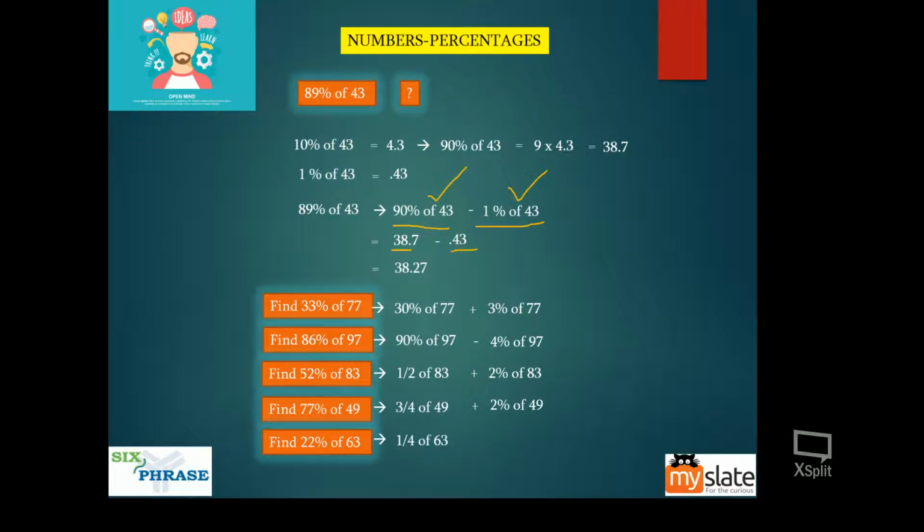And finally 22 percentage of 63. It is 1 by 4. What does 1 by 4 represent in percentage? 1 by 4 is 25 percentage. So 25 percentage of 63 minus 3 percentage of 63, and your answers will be easy.